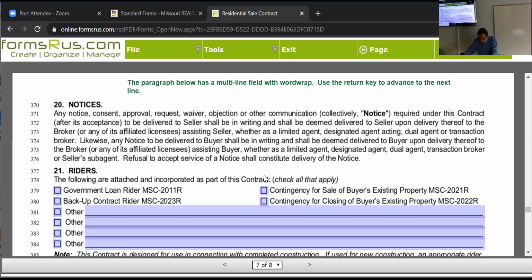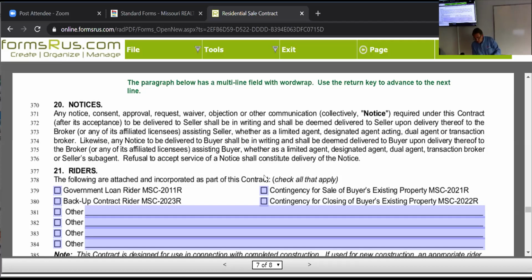And then there are riders that we use, and again, from page 1 or page 2, when we talk about financing, the most common rider you're going to use is in line 379, the government loan rider, MSC 2011R. And if you've got a government loan, then you must use this. You can't choose not to.